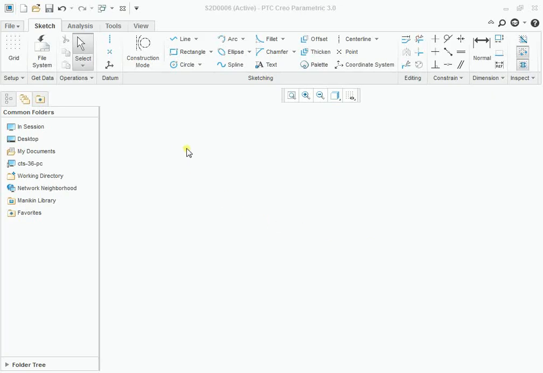Here we are going to learn about how to use constraints in Creo Parametric. So let us know about constraint. Constraint is nothing but restricting the movement of entities or adding a relation between the entities. So first, let's see about vertical constraint.